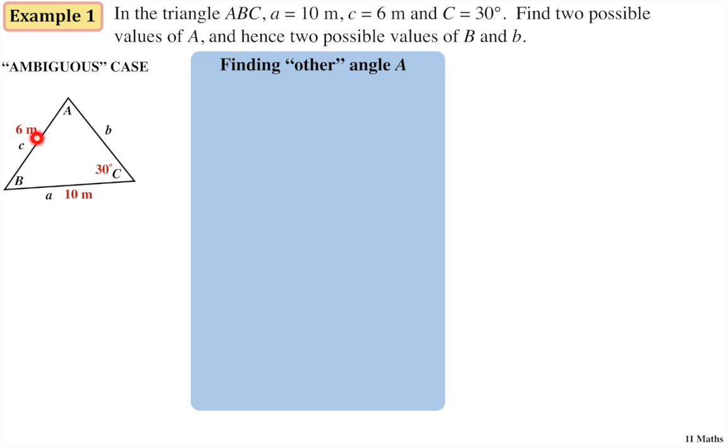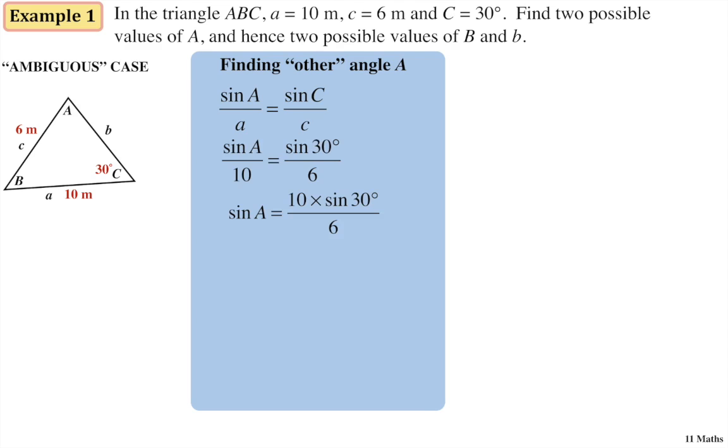So here's my triangle. I've labelled the sides that I know: 10, 6, and 30 degrees is the angle I know. Let's find angle A. This is exactly what we did before, and we've got the same angle. But now I'm going to say, what if that angle was more than 90 degrees? Because you can have triangles that are obtuse.